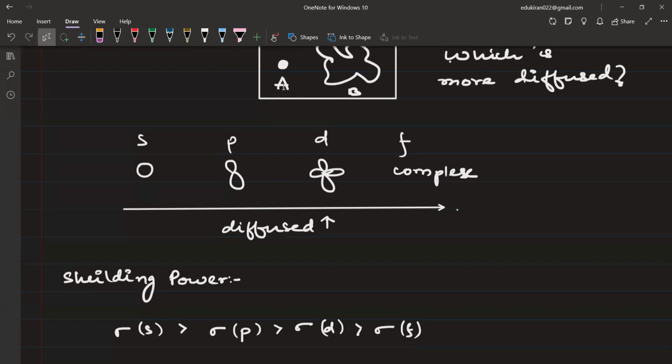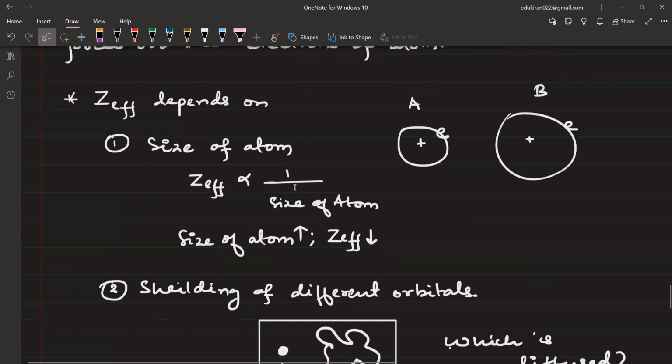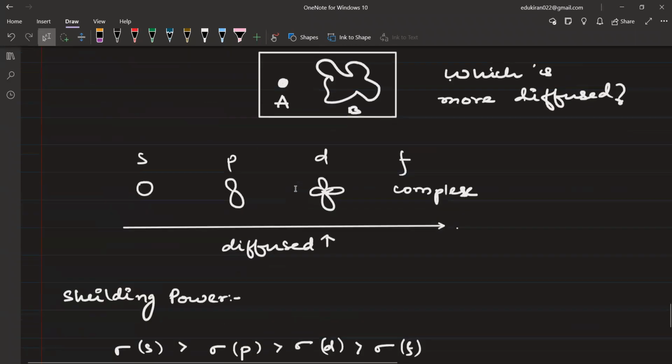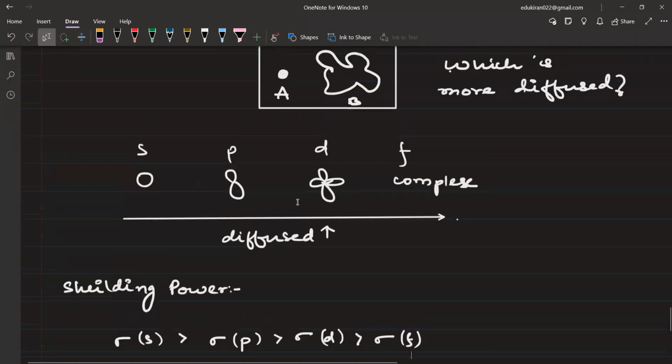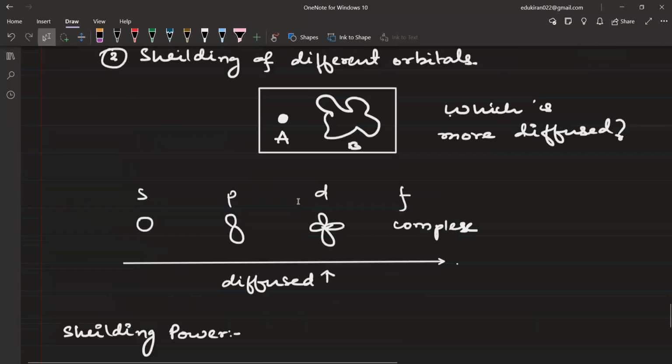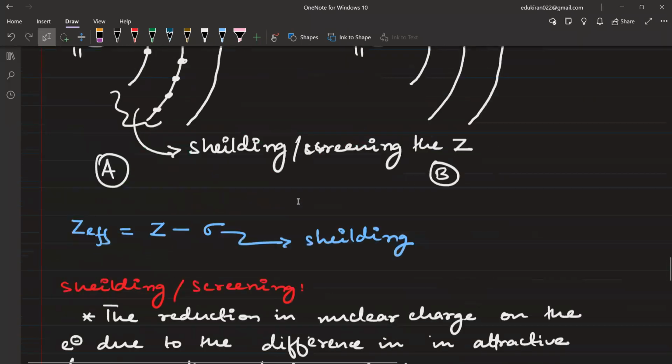All of you got this? Yes or no? Please tell me. Okay, Fatima, any doubt? You're convinced by this or no? Yes. Okay, fine. So till now we will just remember these things: that Z effective is decreasing if I increase the size of the atom, and the shielding power of different orbitals is S more than P, then D, then F. We'll be using both of these things eventually in the different properties. So we have done the first property, we will write the second property, that is atomic radius.